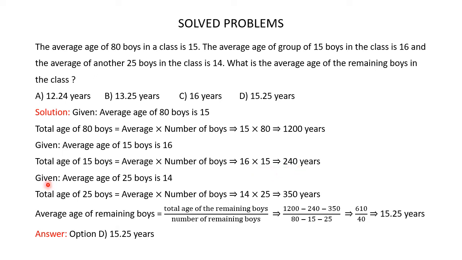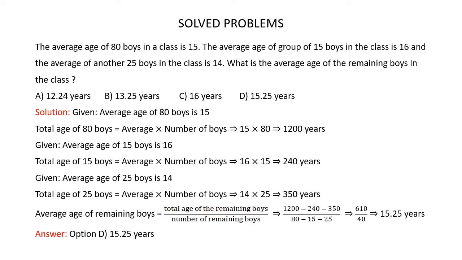It's given the average age of 25 boys is 14. So the total age of 25 boys is average multiplied by number of boys, which is 14 multiplied by 25. It gives us 350 years. Here you are asked to find the average age of the remaining boys in the class. The average age of the remaining boys is equal to total age of the remaining boys divided by number of remaining boys. First, let's find the total age of the remaining boys.